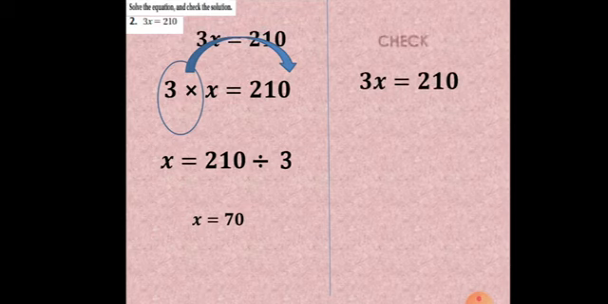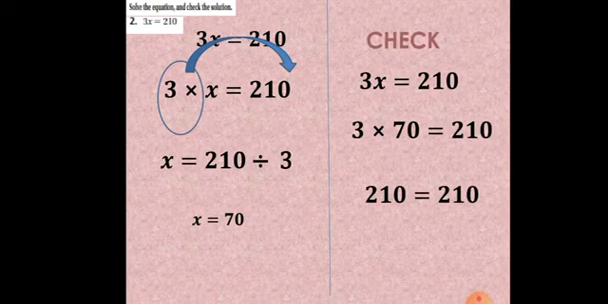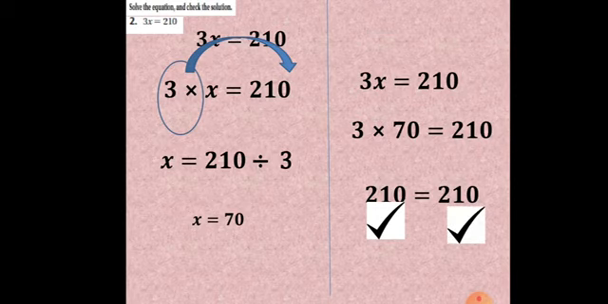First write the equation as given in the question and replace the x with the answer we got. So that is 3 multiplied by 70. 3 multiplied by 70 is 210, because 3 sevens are 21 and add the 0. Now, are both sides of our equation correct? We have 210 on this side and 210 on this side, which means the answer we got is also correct. This is how you check.